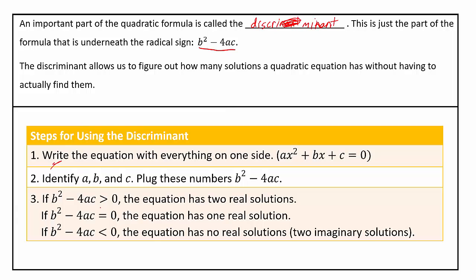Because if b squared minus 4ac, right here, is greater than 0, in other words, if it's a positive number, then our equation is the normal case for our quadratic equations where we have two real solutions. If we solve it and we get that it equals 0, the equation has one real solution. If we get that it's less than 0, then the equation has no real solutions because instead they're imaginary solutions.